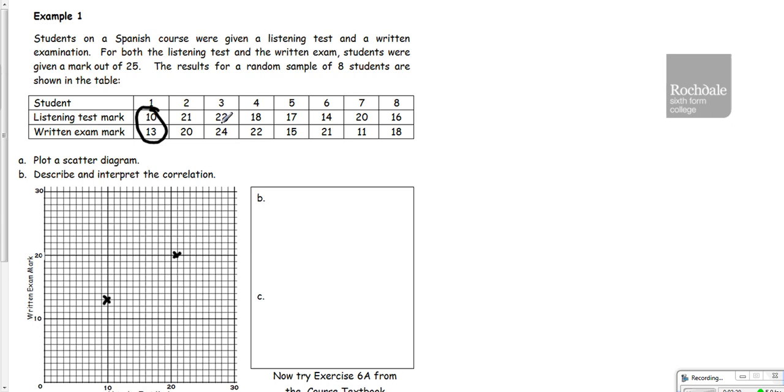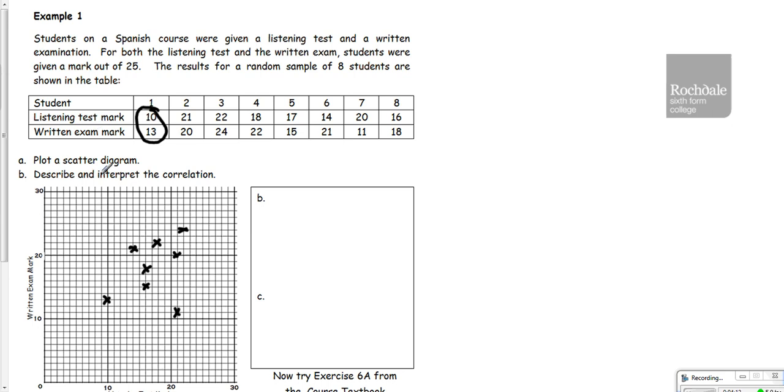Go on, I'll do them all. x is 22, y is 24. I think that one's there. 18 and 22 is here. 17 and 15. Is that one there? I think I'm about right. 14 and 21 is there. 20 and 11. And 16 and 18. So that would be around about there. So I think I've got those mostly correct. So that's plotting the scatter diagram.